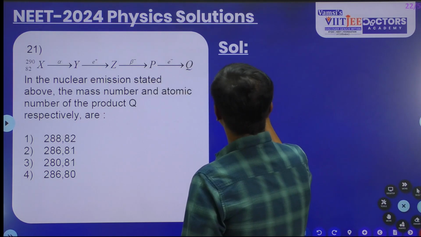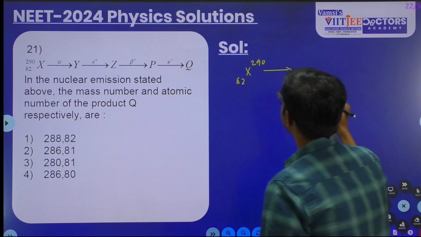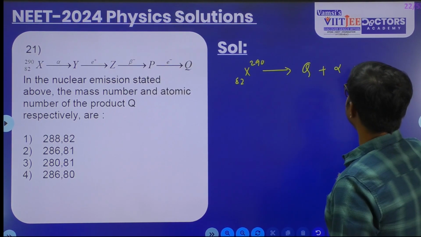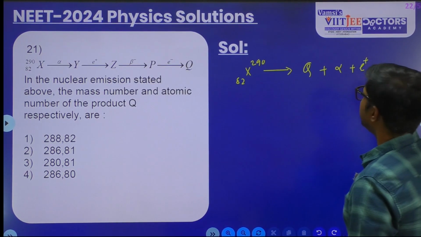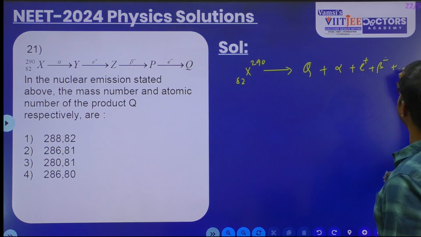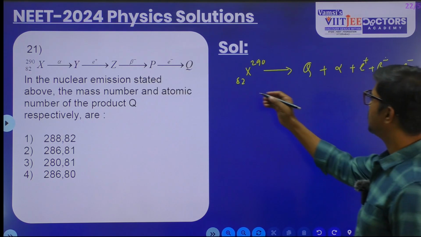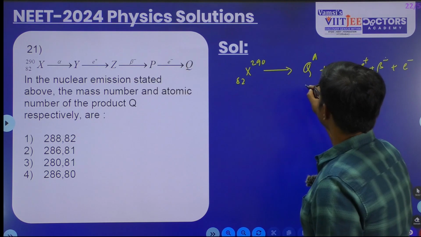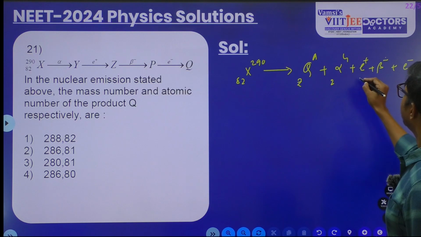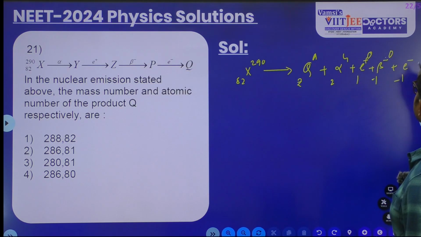They gave X 82, 290, and that is finally giving Q. In addition to that, it is giving alpha particle, then positron, also beta minus particle, and electron. Electron is nothing but beta minus anyway, we'll write it. So let us say its mass number is A, charge number is Z. Alpha, you know that it is 2, 4. Beta particle will be 1 and 0. And this is minus 1 and 0, minus 1 and 0.